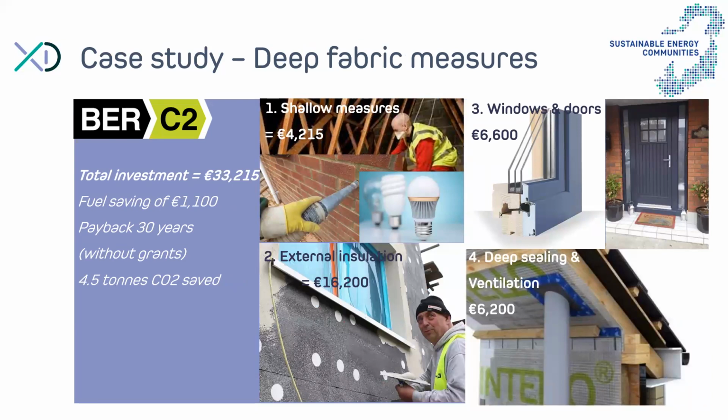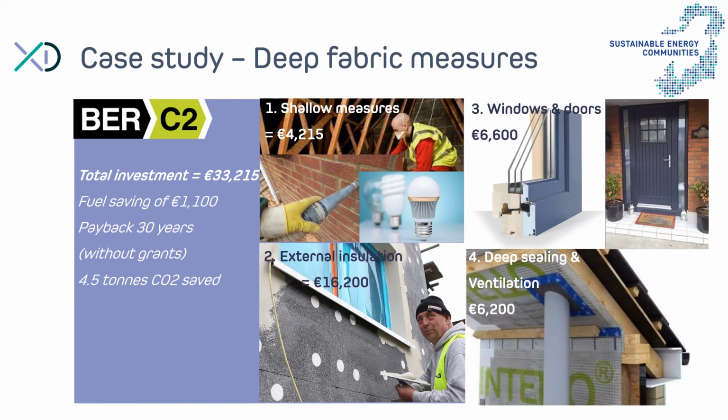Then we're going deeper, so we're adding to those shadow measures replacement of windows and doors with good quality, triple glazing actually in this case. We're insulating externally with a polystyrene board, and then we are doing a deep sealing. So we're paying a lot of attention to reducing air leakage wherever possible, and we're installing a mechanical ventilation system that's very efficient.